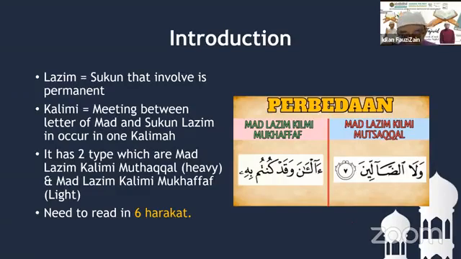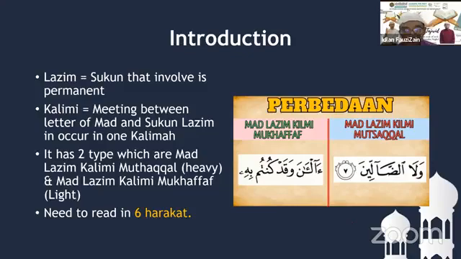Lazim. For the name itself, Lazim means that the sukun involved is permanent, and Kalimi means that the letter of mat meets with sukun Lazim, or if we want to understand it easier, we call it sukun meeting mat within one kalimah. It has two types, Musaqqal and Mukhaffaf.